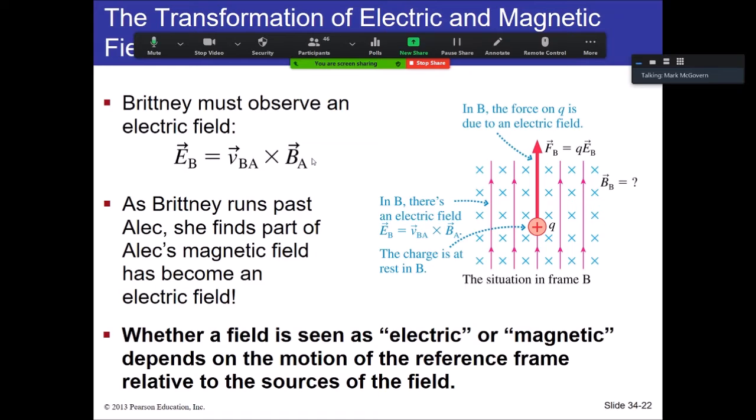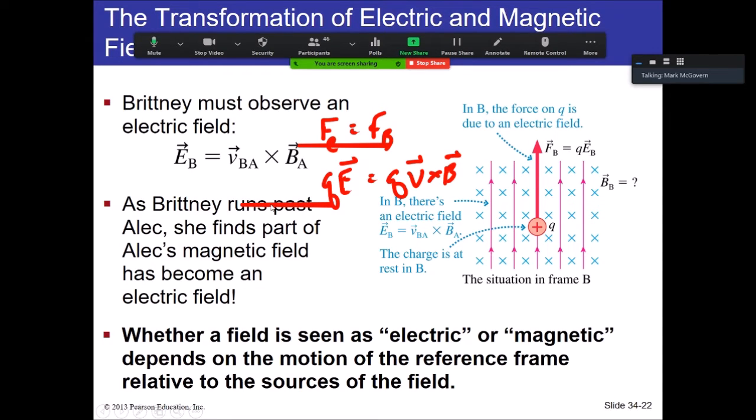Now, why V cross B? Well, that comes from the fact that the forces in the two reference frames have got to be the same. So what we have here is our electric force equal to the magnetic force. Now, the electric force is going to be QE, simple enough, and the magnetic force is going to be Q V cross B. We'll drop the Q's out of here, and we can see where this relationship comes from.